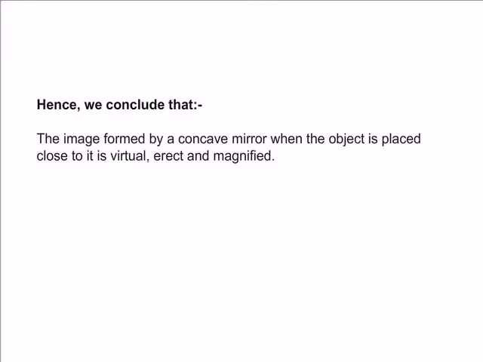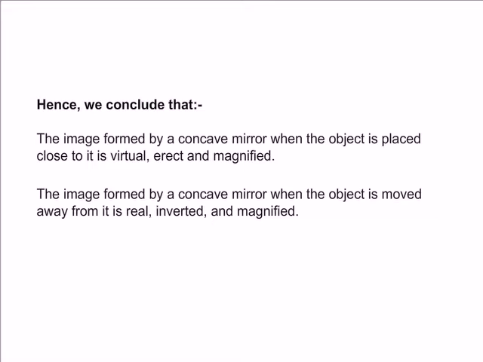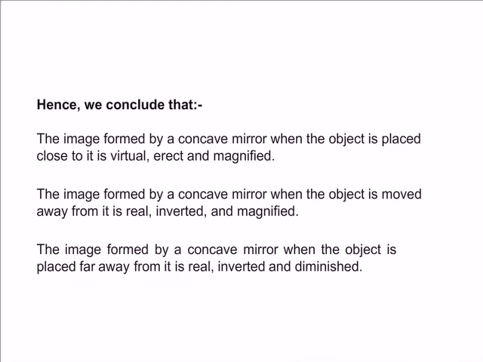Hence we conclude that the image formed by a concave mirror when the object is placed close to it is virtual, erect and magnified. The image formed when the object is moved away from it is real, inverted and magnified. The image formed when the object is placed far away from it is real, inverted and diminished.